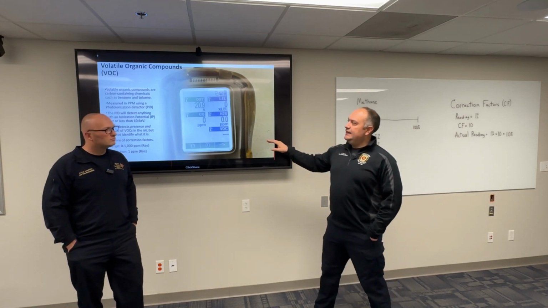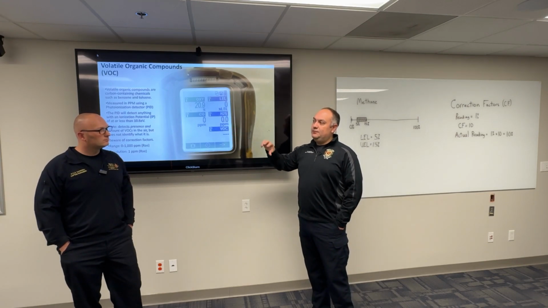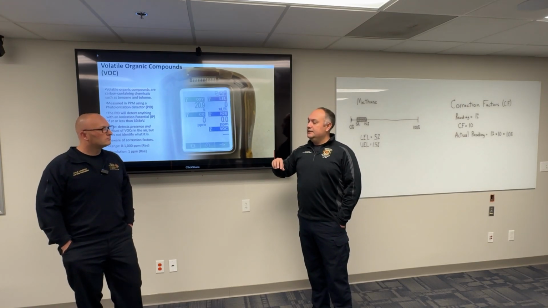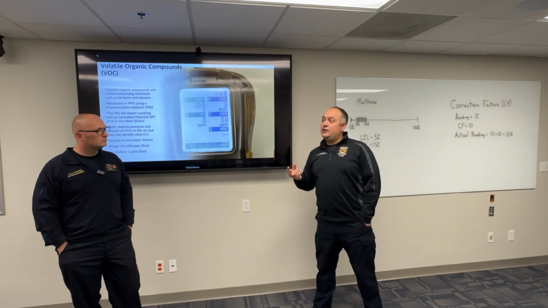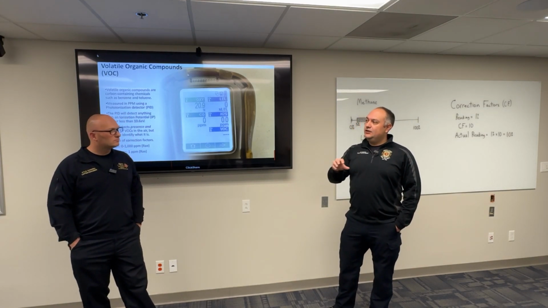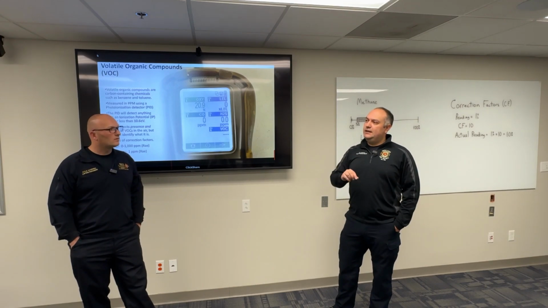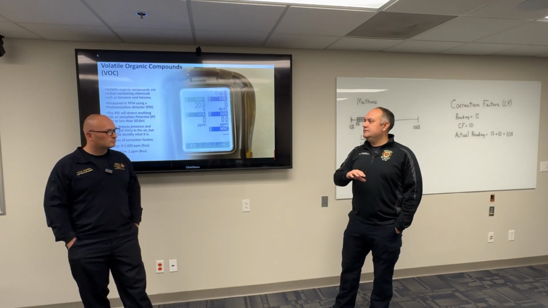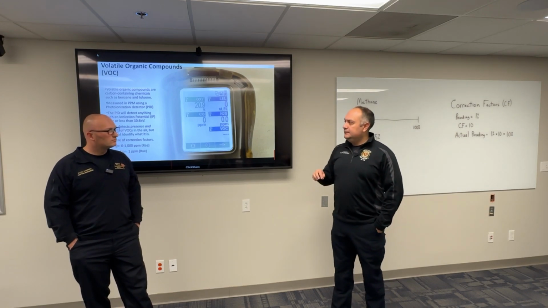And it will see anything with an ionization potential of 10.6 or below. Where we find that, especially when we're talking about VOCs, is we look at the NIOSH pocket guide, and we can see the IP of the chemical. And I believe that's under chemical characteristics of each substance that we're looking at.